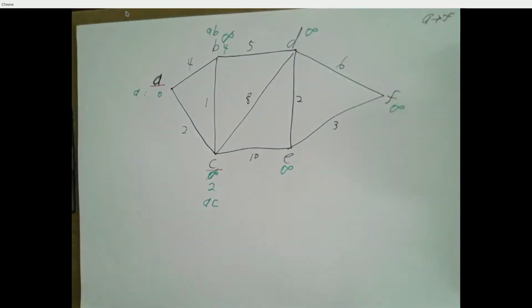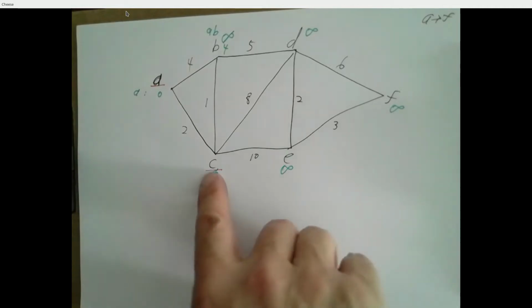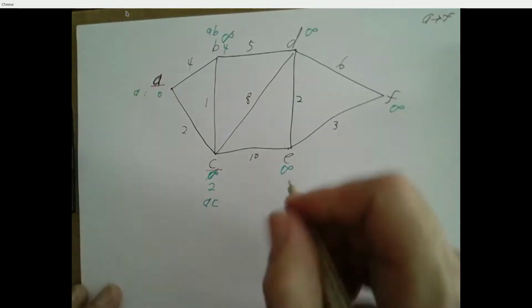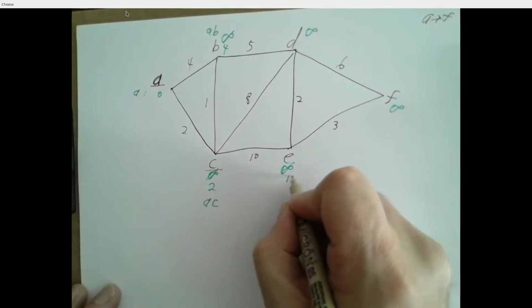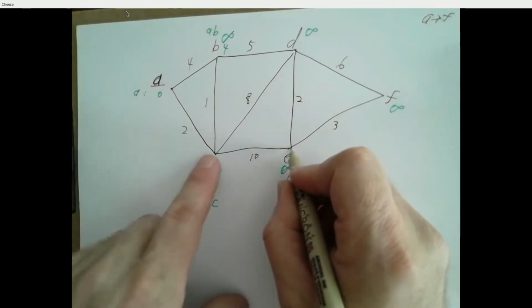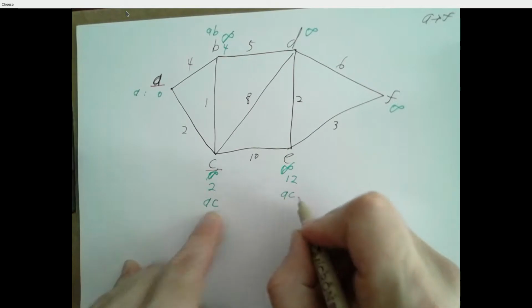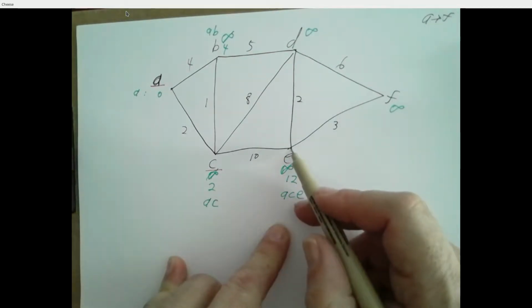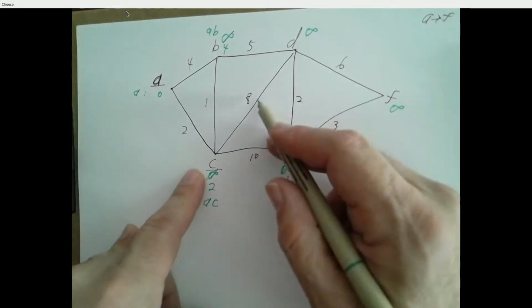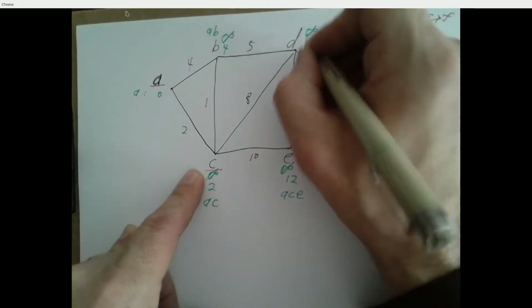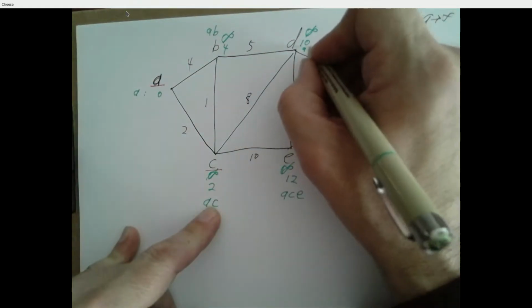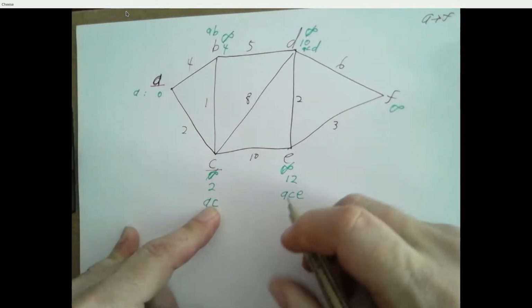Let's relax from C. So C is a distance of 2 plus 10 is 12. That's a better distance than infinity. So this is 12. And how do we get to here? Take the path to C, which is AC. Then I'm just going to add this node E. Okay, 2 plus 8 is 10. That's better than infinity. So we'll make this a distance of 10. And the path is, again, AC followed by D.